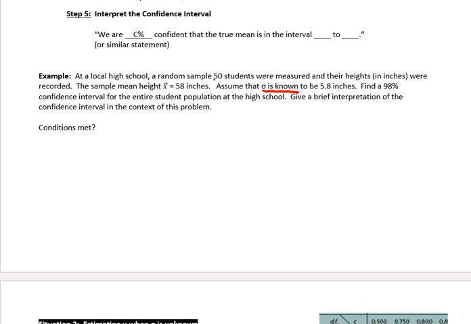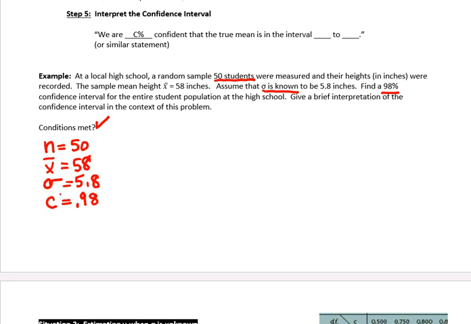Okay, so I know I have a sample of 50 students. So there is my sample size, 50. Okay, so that means I know that I have a random sample. I know my sample size is bigger than 30, and I know that my standard deviation of my population is known. Conditions have been met. The sample mean says x bar equals 58, and the standard deviation is known to be 5.8 inches. Okay, I'm supposed to find a 98% confidence interval. So the confidence interval has a C value of 0.98.